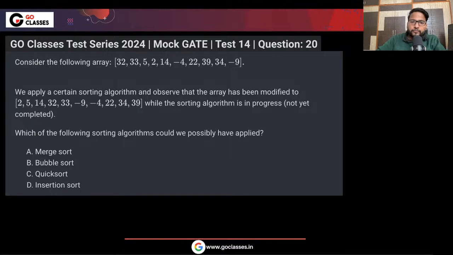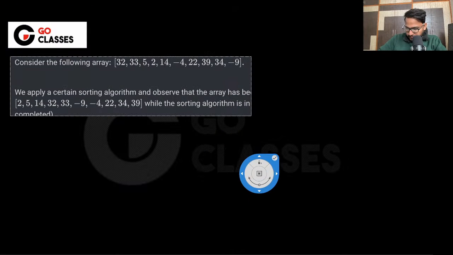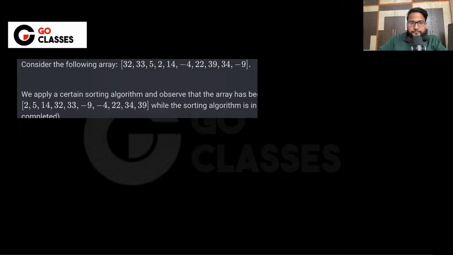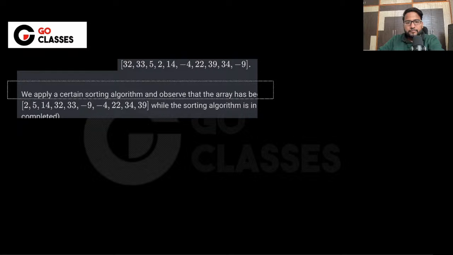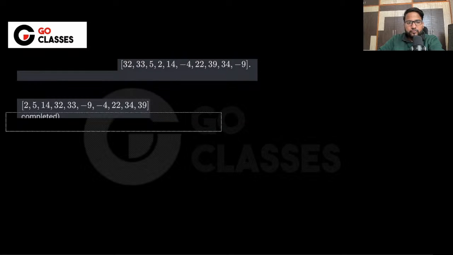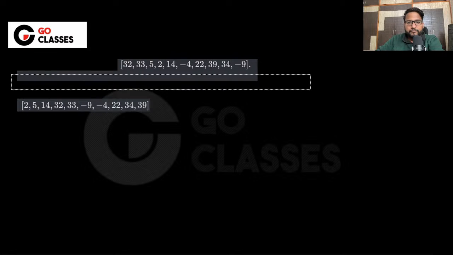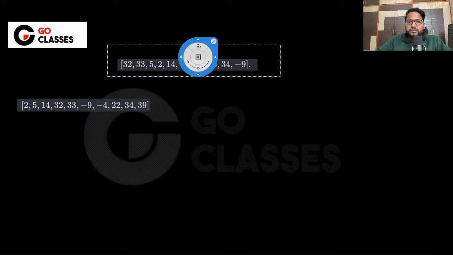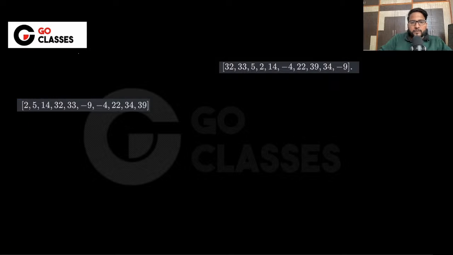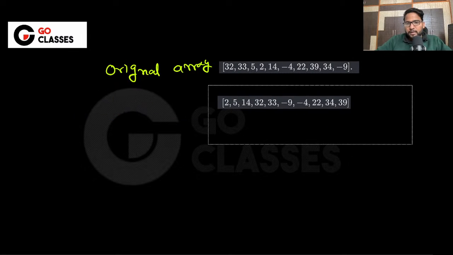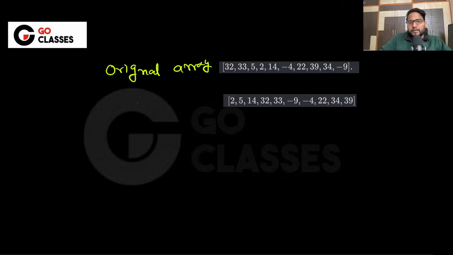So this array is given to you. Let me just go to the next page and let's just see what is there, right? Okay, so this is the original array. And this is the modified array, right? Now you just notice what is happening. Can you obtain this using merge sort? Let's just do it step by step.